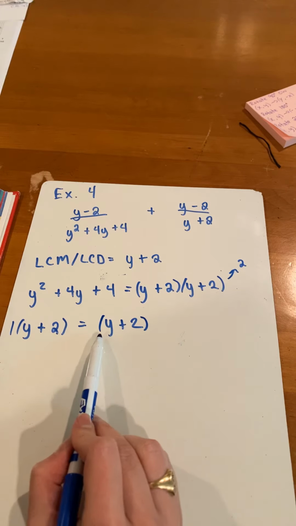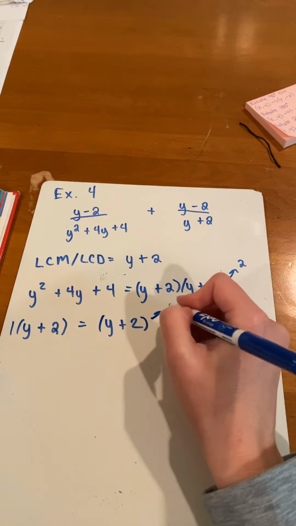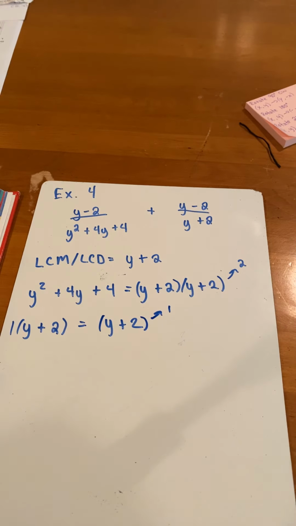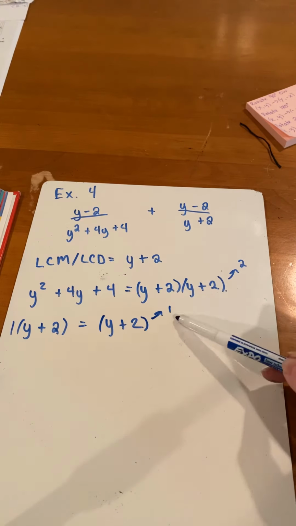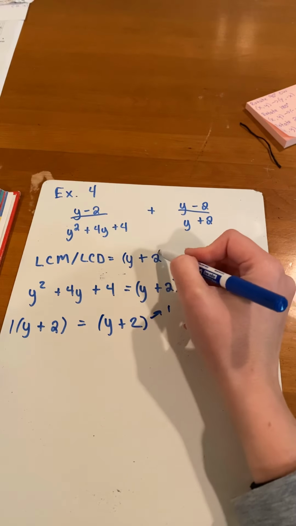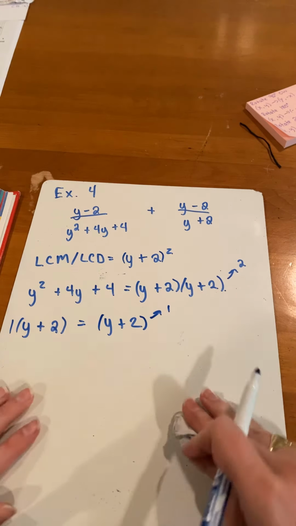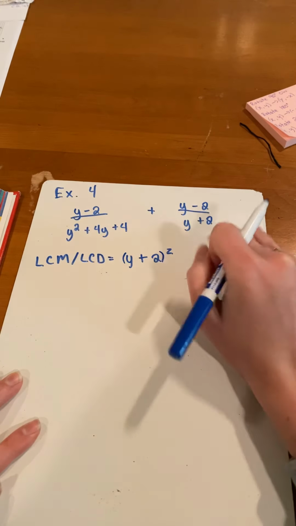In my second polynomial, I just have y plus 2 raised to the first, so just to a power of 1. For my least common multiple or denominator, I assume the exponent that's bigger. I don't combine them again. I'm just looking and comparing. Option 1 to option 2, always take the bigger one. That's option 1. So my least common denominator is y plus 2 squared. So that's what I'm going to have to get both of these denominators to be.